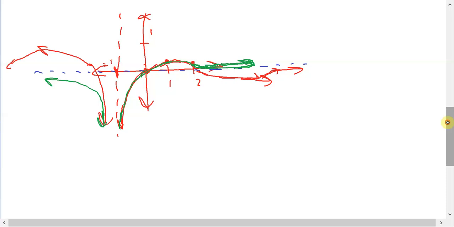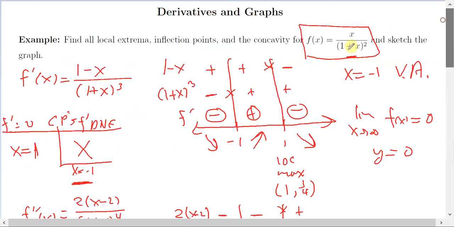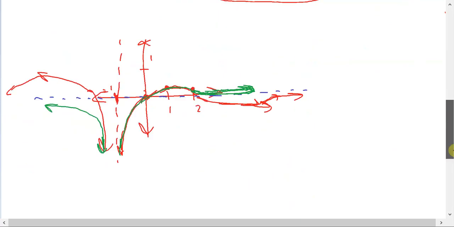If you look at your function, you can see that whenever I put in negative values, the top is negative, the bottom's always positive. So for negative values, this thing's going to stay below the axis. So the green graph is a better sketch of what's going on in this situation. It's got the concavity. I've also got two different types of asymptotes, vertical asymptotes and horizontal asymptotes.